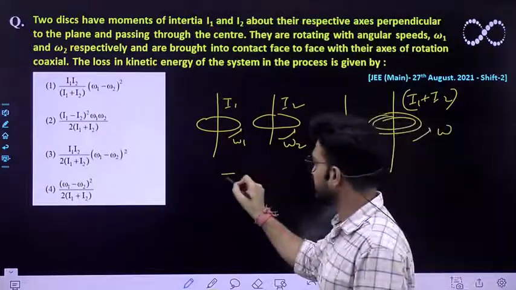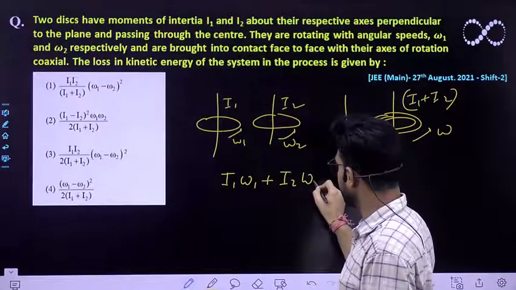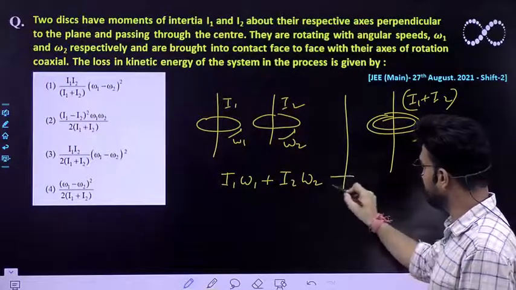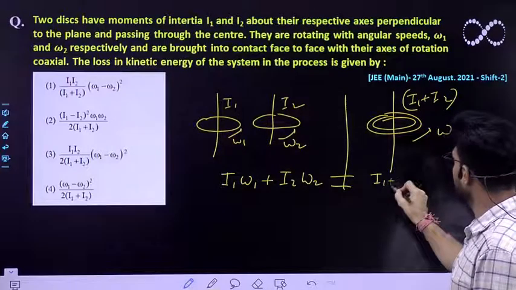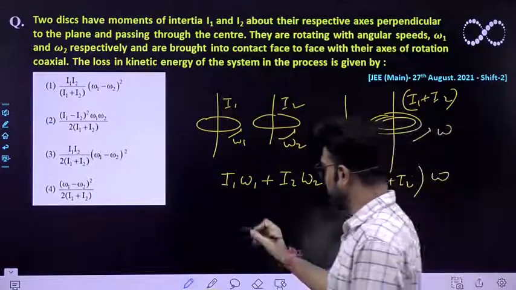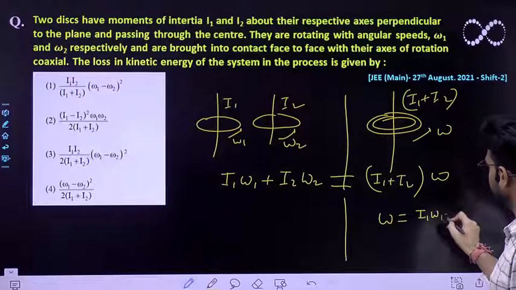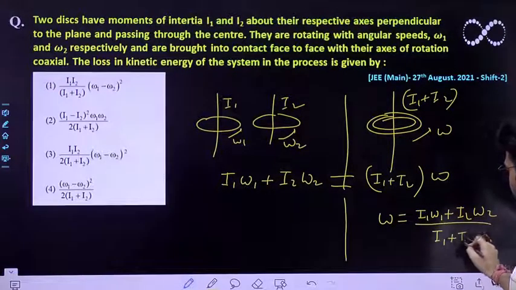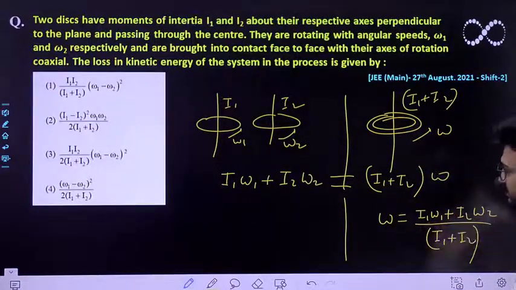So angular momentum of the system before is I1 omega 1 plus I2 omega 2. This must be equal to angular momentum of the system afterwards. So it would be equal to I1 plus I2 into omega. So eventually omega comes out to be I1 omega 1 plus I2 omega 2 divided by I1 plus I2. So this is the angular velocity with which these two setup will move.